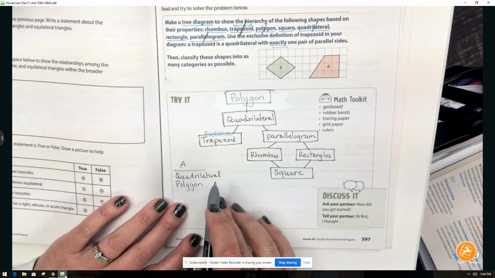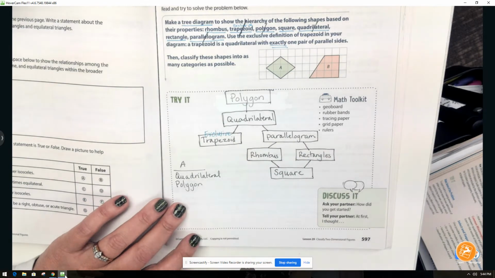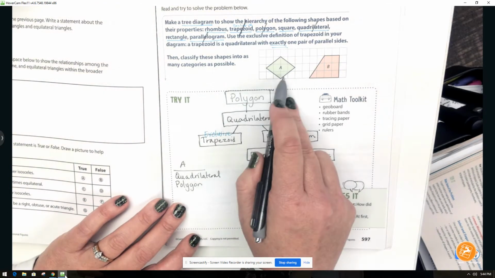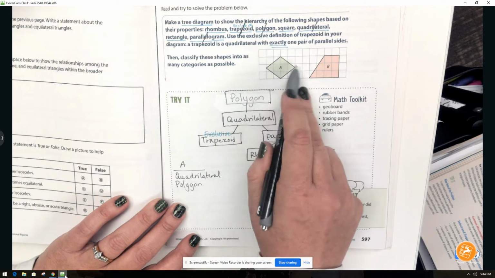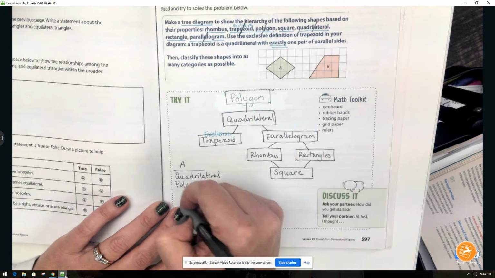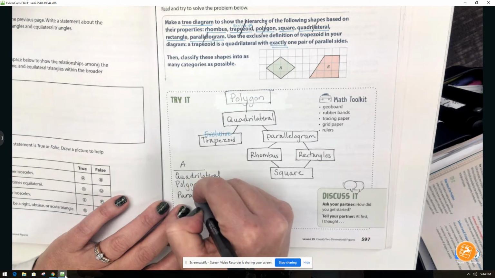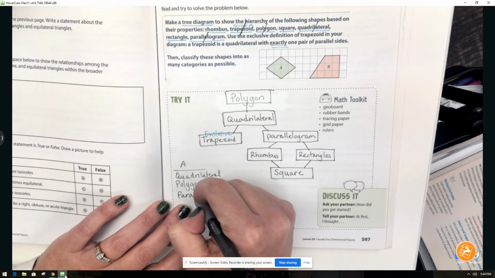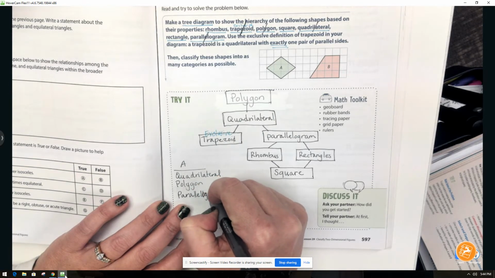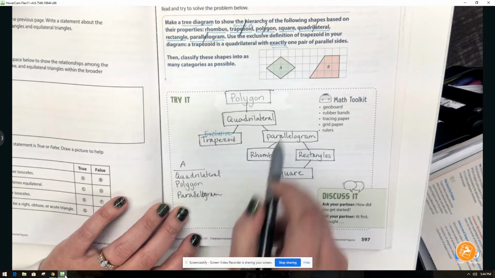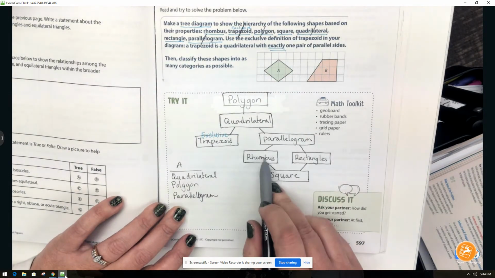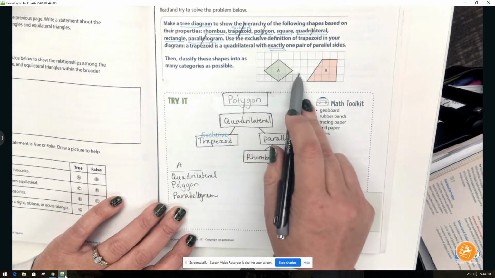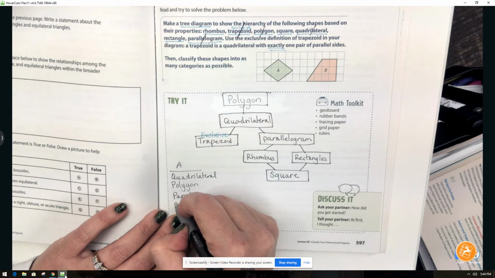So they're excluding this as an exclusive trapezoid. Is it a parallelogram? Yes, it's a parallelogram. It has two sets of parallel sides. So it can be a parallelogram. All right. Can it be a rhombus? Does it have four equal sides? Yes, it can be a rhombus.